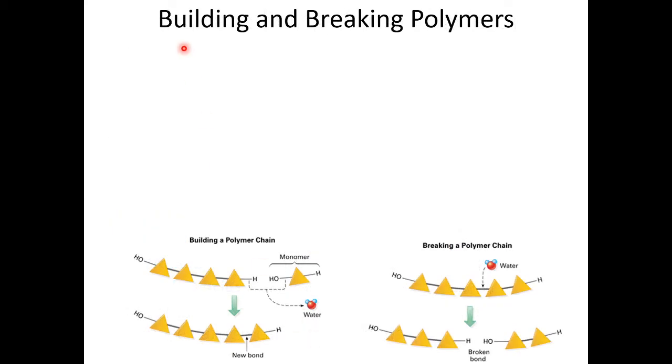So how do you build these big molecules we're talking about, and how do you break them down? We call them polymers. Poly means many, mer means parts. So a polymer is basically something made of many parts or many building blocks.